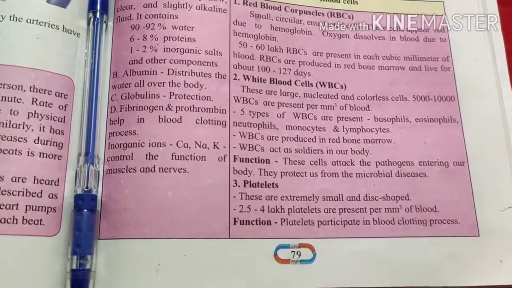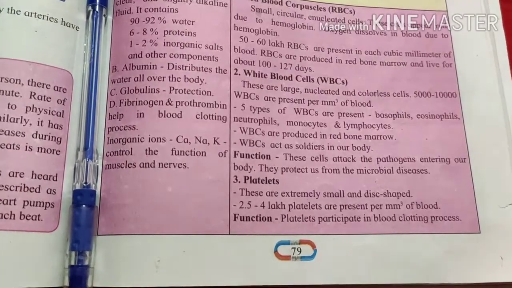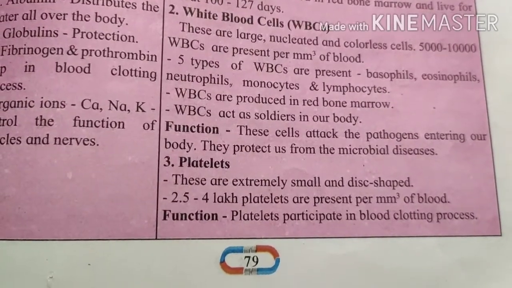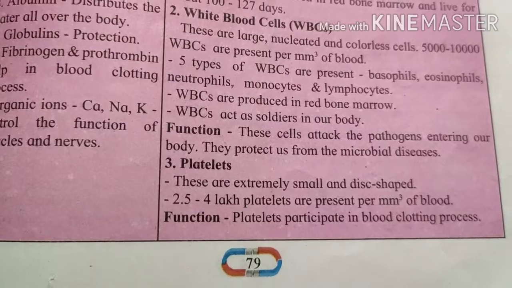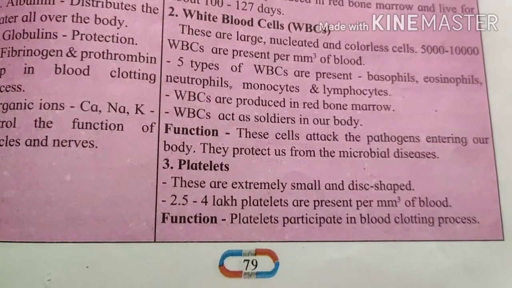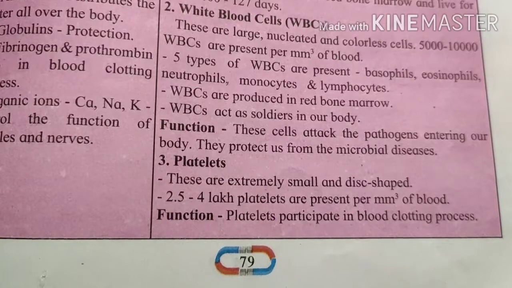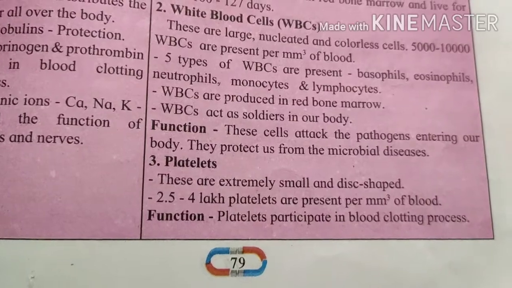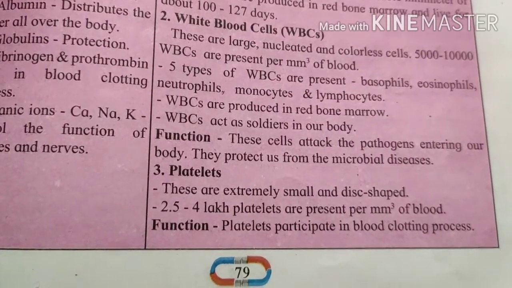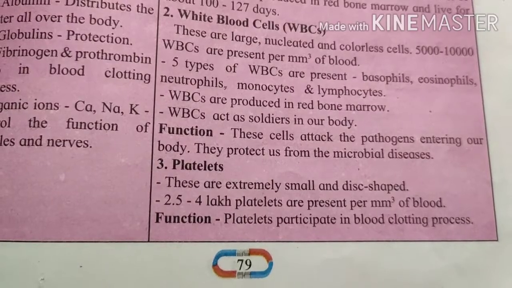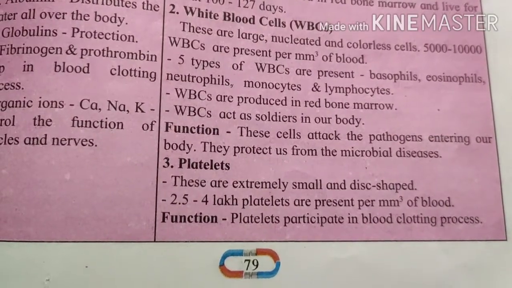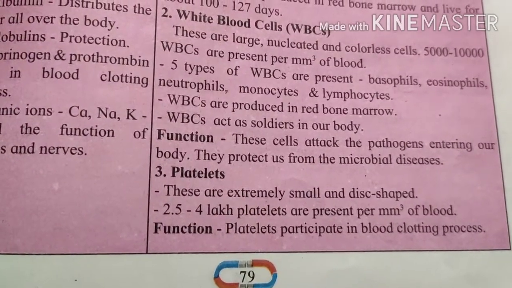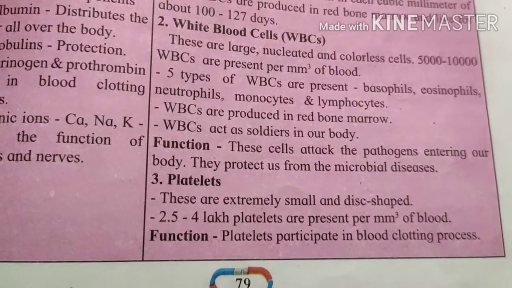Different microbial diseases are also avoided due to these WBCs. Now the third type is platelets. These are extremely small and disc shaped. Disc means plate. 2.5 to 4 lakh platelets are present per cubic millimeter of blood, and the function of these platelets is to participate in the blood clotting process. This is very important. If there is more bleeding from your body, at that time the clotting process is important, and for this clotting platelets are responsible to stop the bleeding.